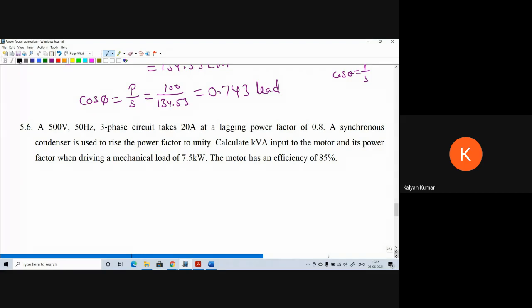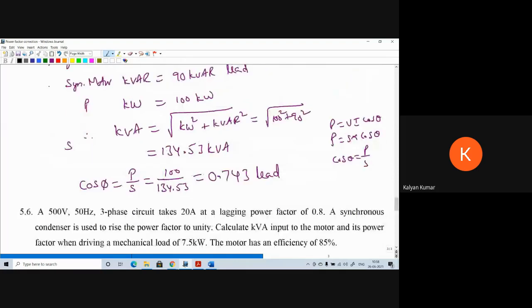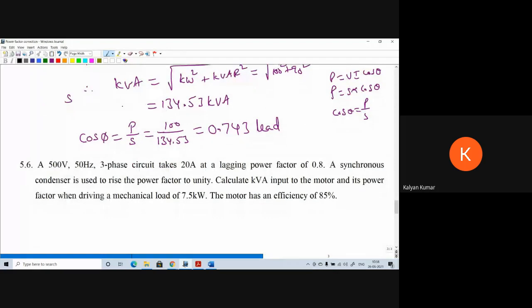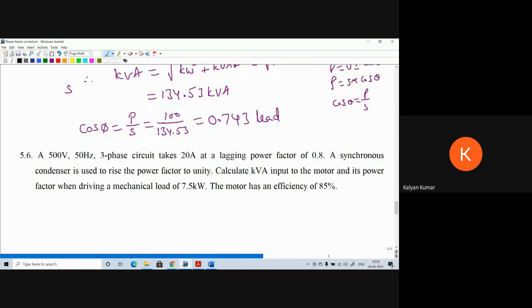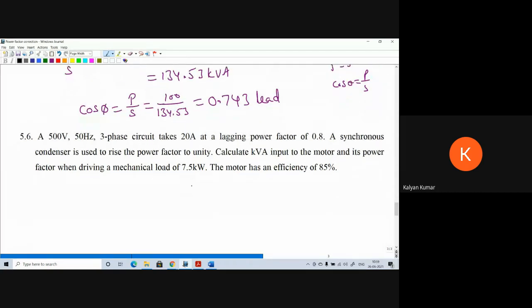Okay. So in the previous problem, they had given an induction motor, and to that we connected a synchronous motor. But here we have a three-phase circuit. They have not mentioned which load it is. The three-phase circuit is drawing a current of 20 amps at a power factor of 0.8. We need to improve the power factor to unity. For that, we have connected a synchronous motor, and it is also driving a load of 7.5 kilowatts with an efficiency of 85%. Then we need to find the kVA input to the motor and its power factor.